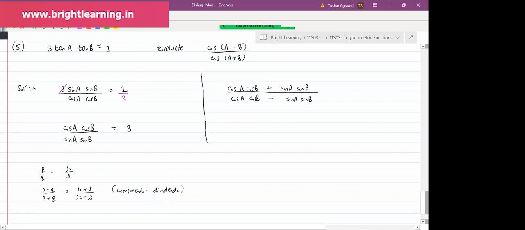Remember this? So if we just apply that over here, by componendo dividendo, cos of A minus B upon cos of A plus B will be equal to 3 plus 1 upon 3 minus 1. So that will be 4 upon 2, which is equal to 2.